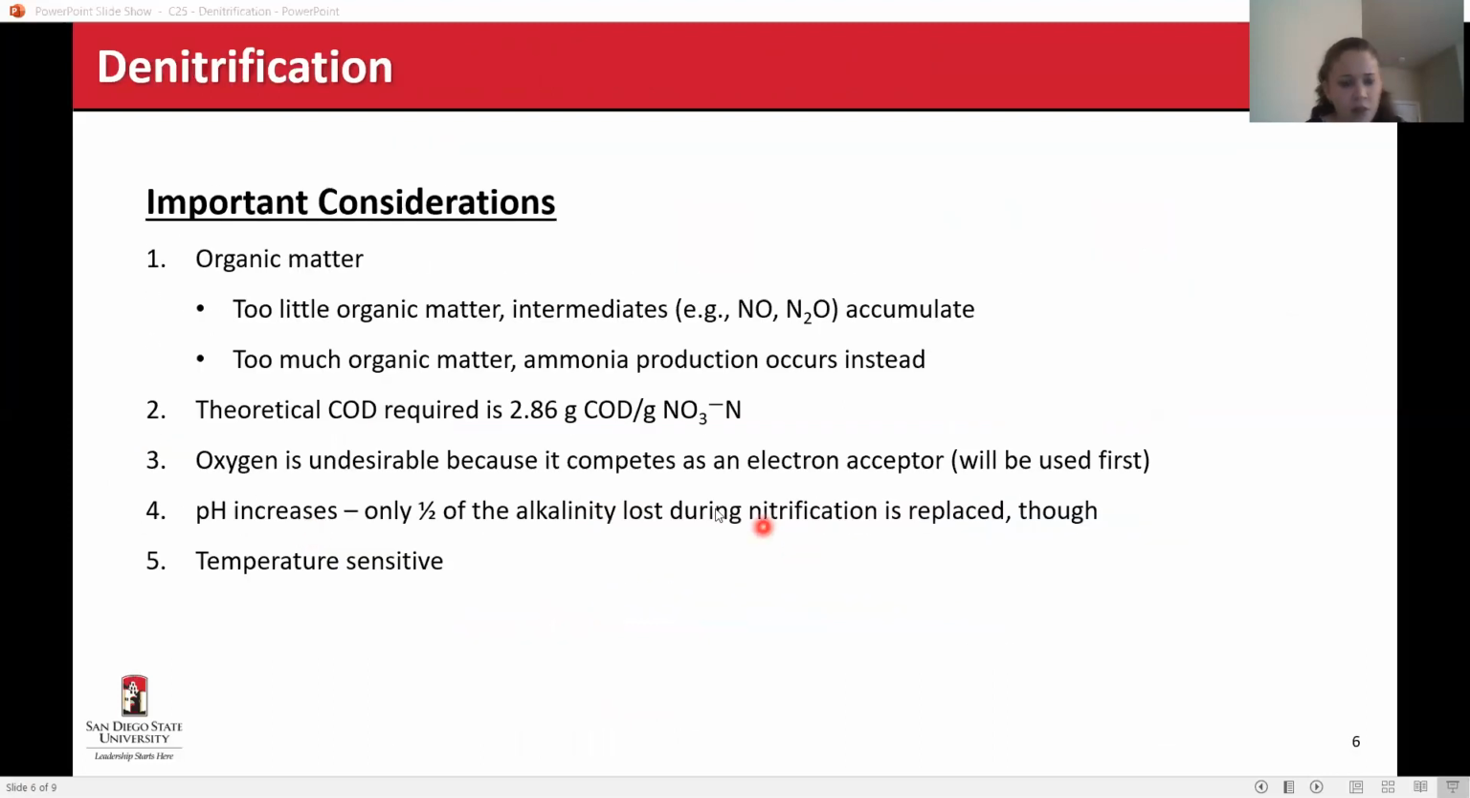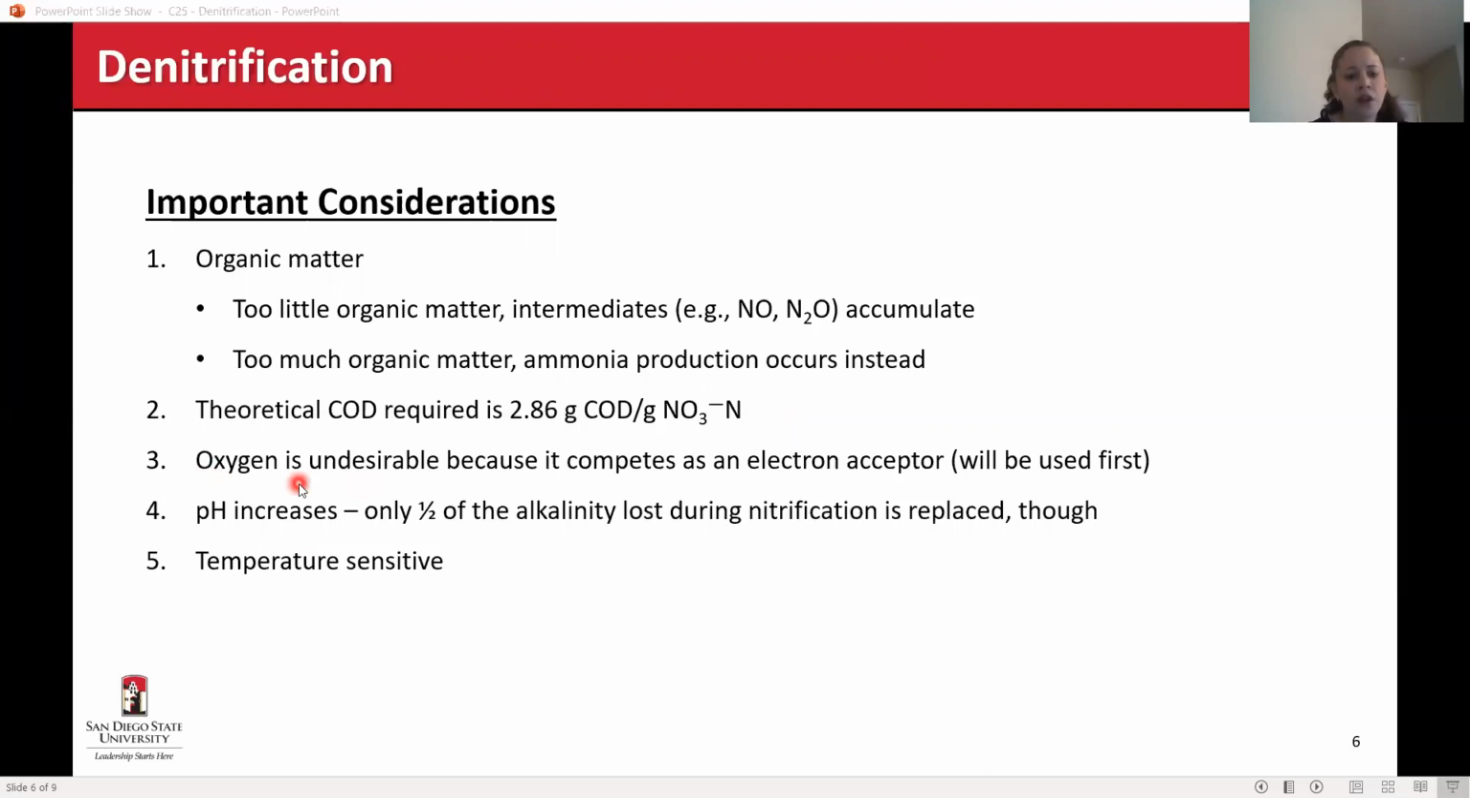Okay, so how much COD or organic matter do we need to add? Well, if we do the stoichiometry, our theoretical COD that's required is 2.86 grams of COD per gram nitrate as nitrogen. And so we can use that as a good starting place for determining how much electron donor we need to add if we need to do that.